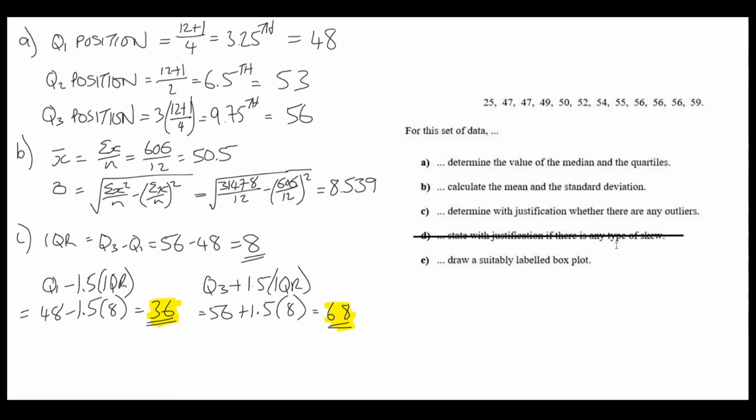Having a look through, I can see that 25 is smaller than 36, but there are no numbers bigger than 68. So 25 is an outlier. It's the only outlier that we have.